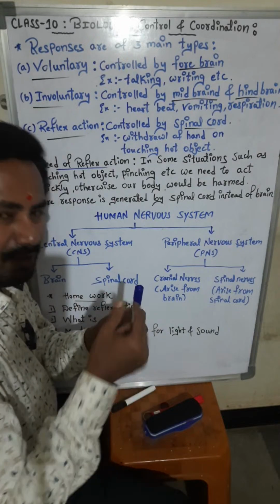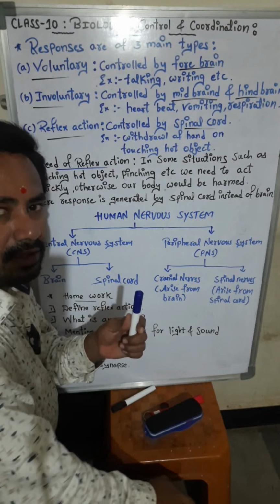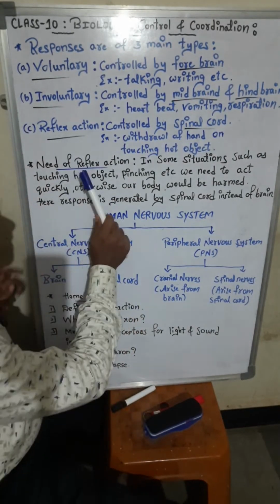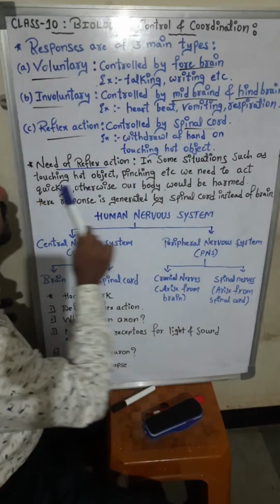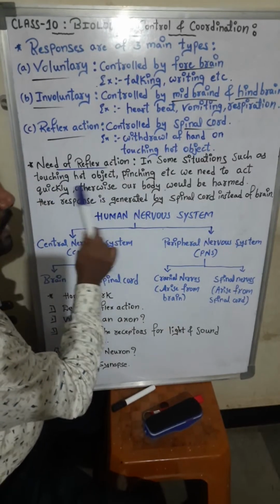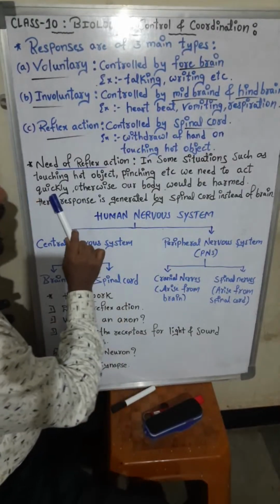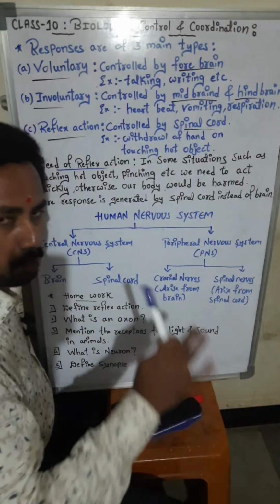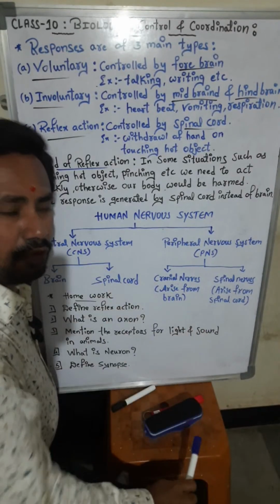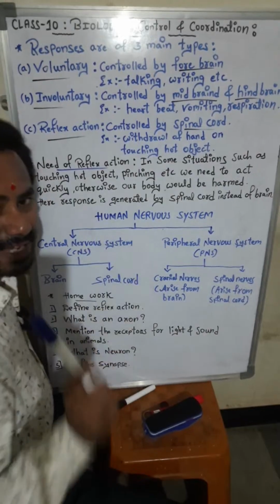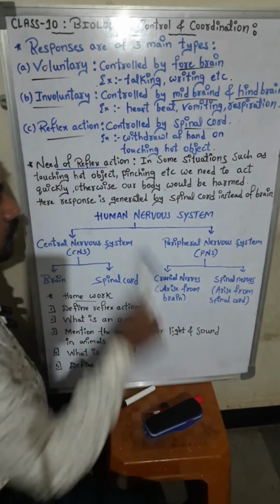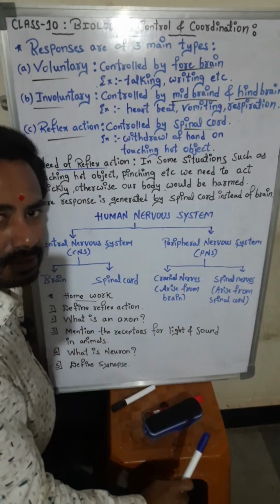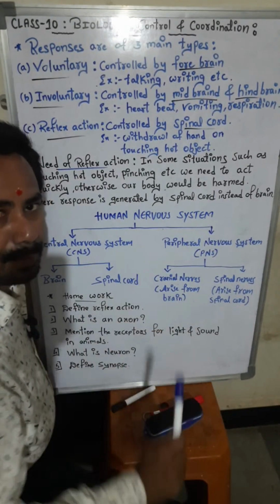Inside the reflex action, the reflex arc is working, as we have already studied. Students, it is very important in some situations, for example pinching or touching a hot object, we need to act quickly, otherwise our body would be harmed and damaged. For that purpose, a sudden quick reflex action is a must. So why is reflex action needed, students? To protect our body. Otherwise, it would be harmed.